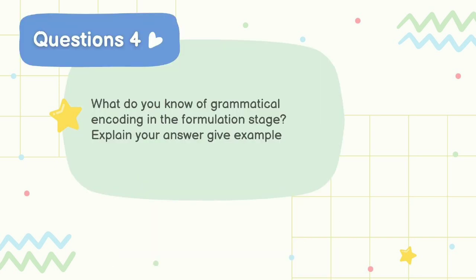Number four, what do you know of grammatical encoding in the formulation stage? Grammatical encoding is the process of constructing sentences by combining selected lexemes using implicit grammar knowledge. This process involves assigning grammatical roles to lexemes such as subject, object, and verb, and organizing them into sentences. Grammatical encoding consists of two separate but interrelated processes, namely functional processing and positional processing.